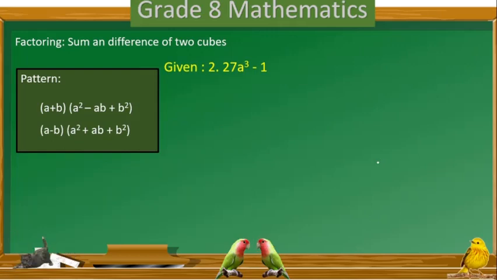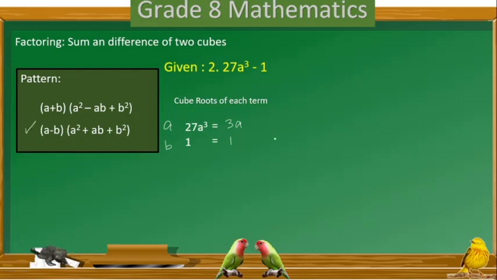Okay. Next given is 27a cubed minus 1. First we have to find the cube root of each term. The cube root of 27 is 3. The cube root of a cubed is a. The cube root of 1 is 1. Okay, this is our A, this is our B. So what pattern to use? Negative.